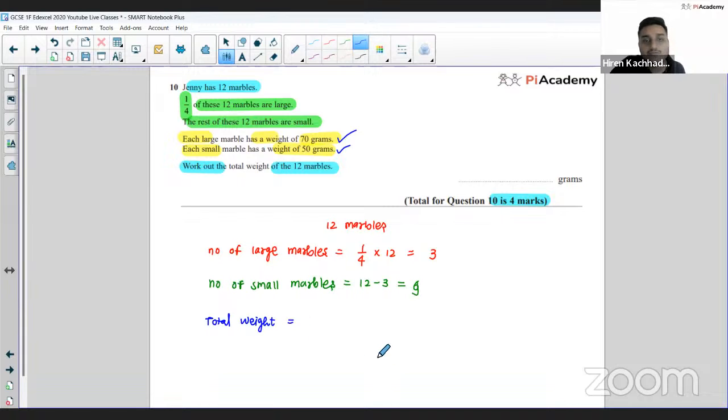So the total weight is equal to what, basically? Here you have to consider how many marbles you have. Large marbles, you have 3, so 3 times 70, because each large marble has a weight of 70 grams. And in the same way, 9 marbles are small, and each small marble has a weight of 50 grams. So you multiply: 3 times 70 is 210 grams, and 9 times 50 is 450 grams, right? If you add this, it becomes 660 grams, right?